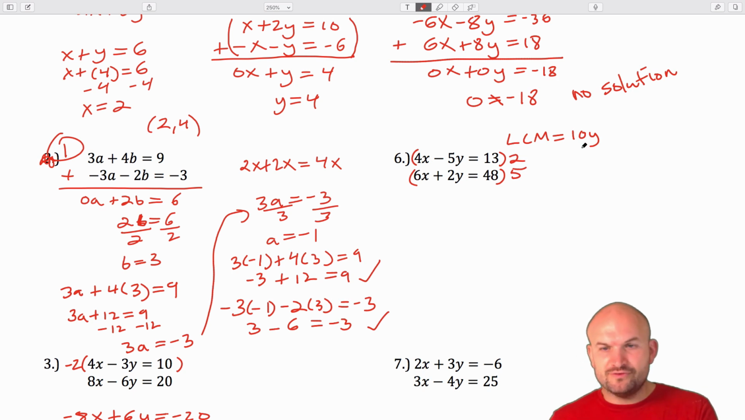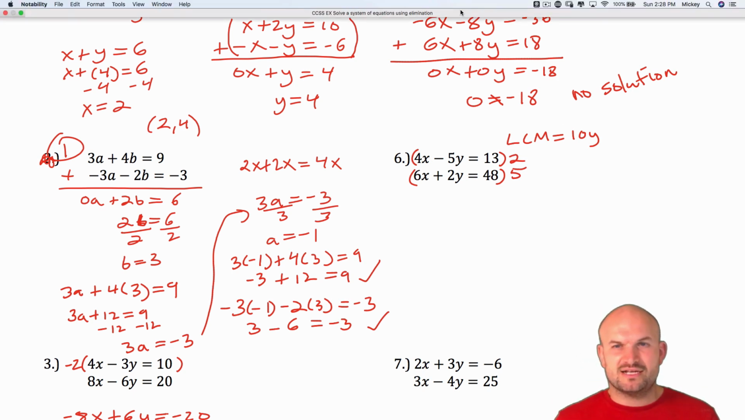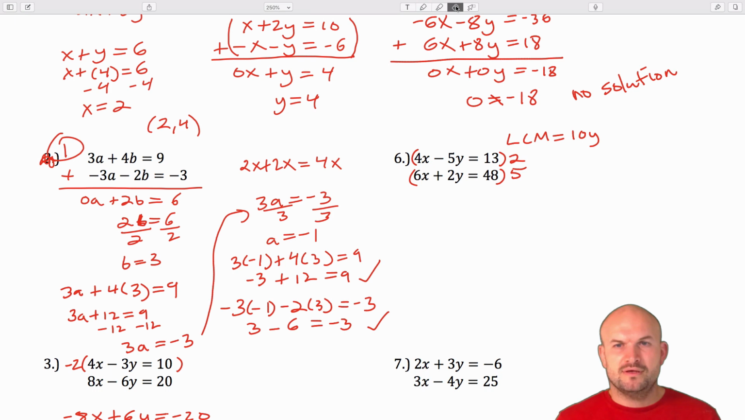Again, I don't want to overly confuse with this LCM. I'm just not going to put the y in there. I'm just going to say LCM of 5 and 10. And again, you could do both positive or both negative, right? And then subtract them instead of adding them. But my preference is to always add them. So we want one to be positive, one to be negative.